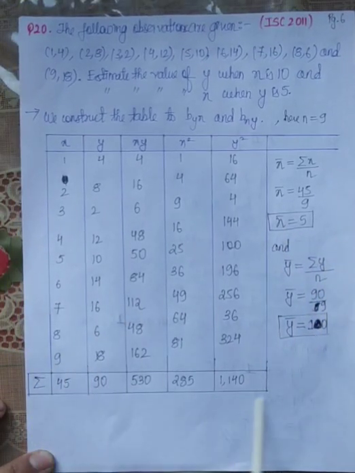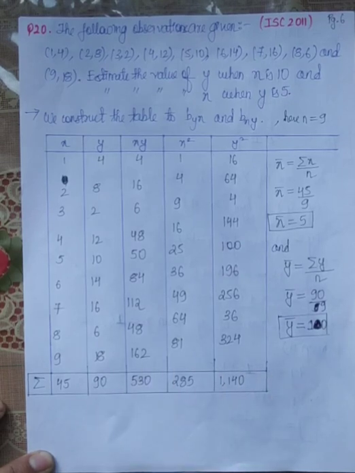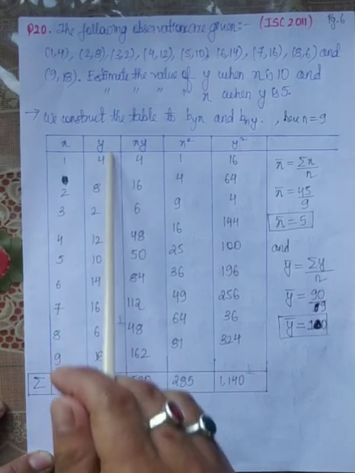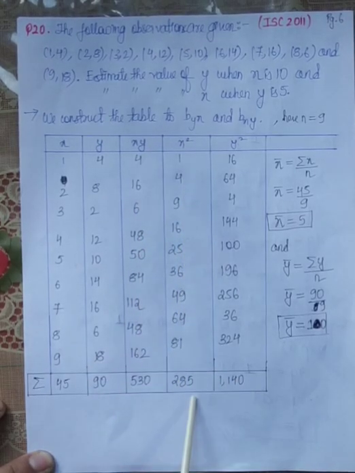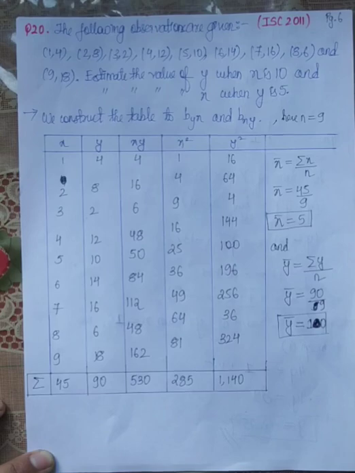Now this last line we know is the summation. The summation means the total, isn't it? So summation of x is 45, summation of y is 90, summation of xy is 530, similarly 285 and then 1140. Please verify yourself using a calculator.